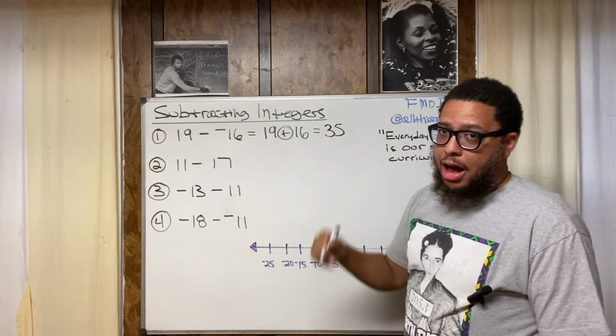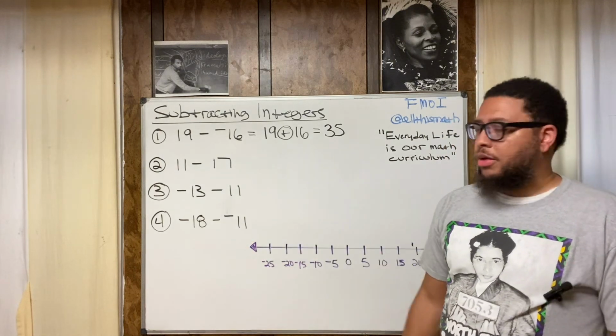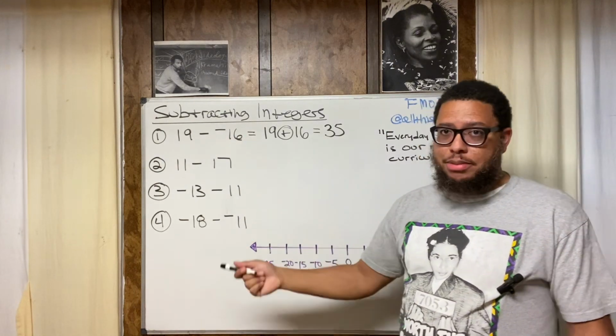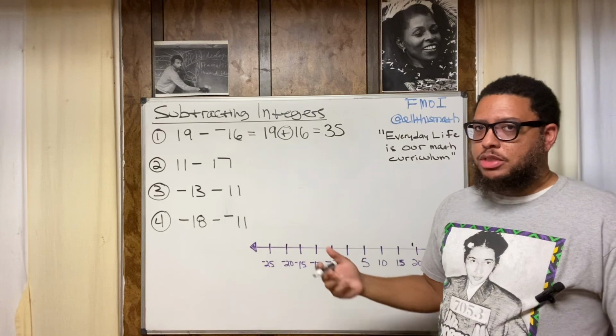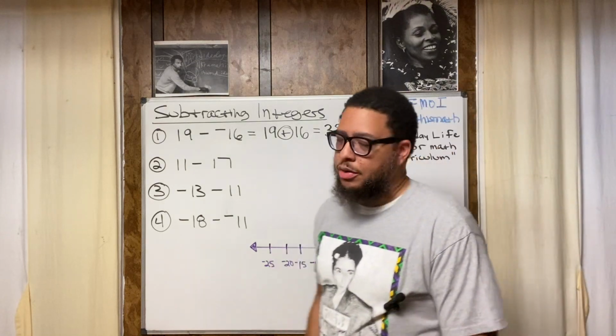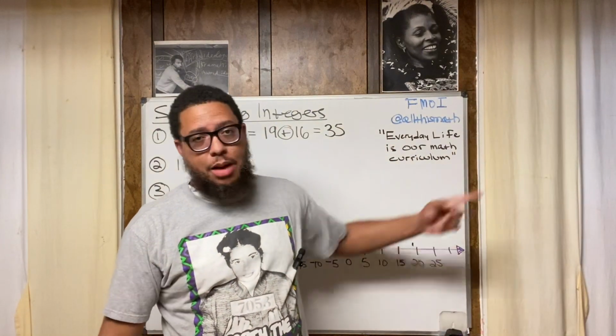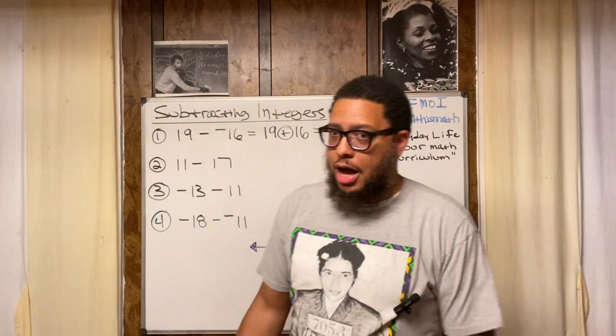But I have to do the opposite of going 16 spaces to the left, because that's what a negative sign means: do the opposite. What's the opposite of moving to the left? The opposite of moving to the left is moving to the right. That's the opposite.